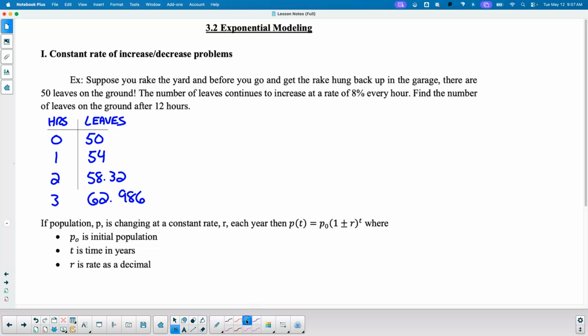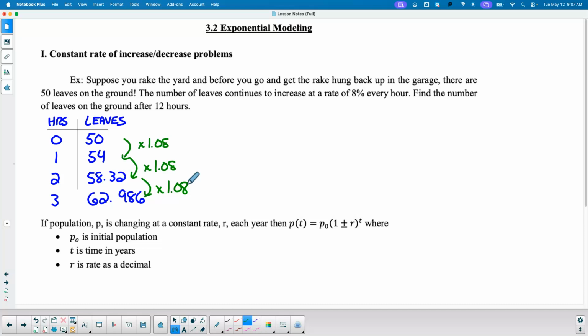Multiplied every time by 1.08. Okay. And we could continue that pattern on. It's asking us for how many leaves are going to be in the yard 12 hours after we started. 12 isn't that far to get to, but there's got to be a quicker way.